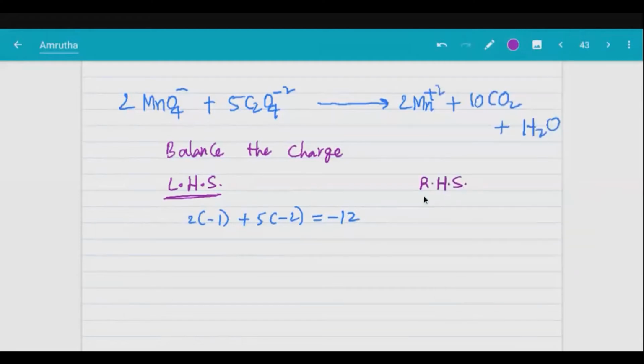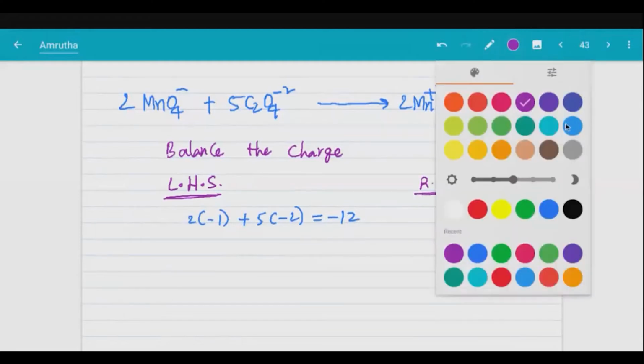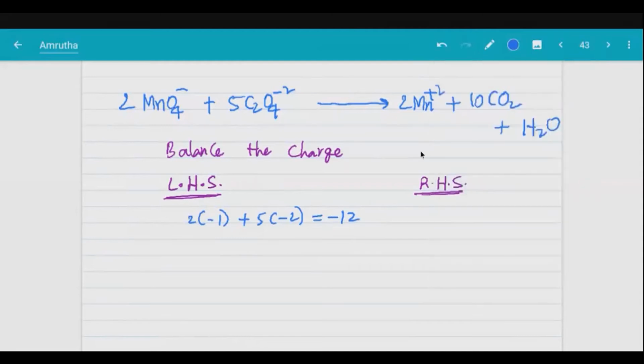On the RHS, don't worry, we'll be adding H plus later. Okay, so now look at this: 2 into +2. So how much is it? +4. Okay. Now how do we balance charge? Here -12, +4.